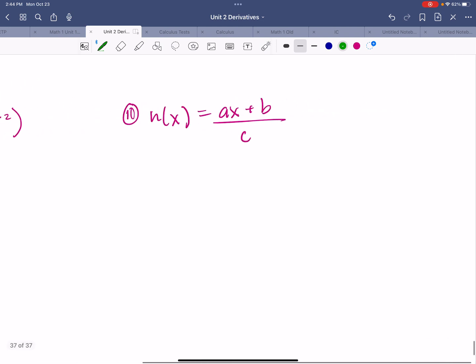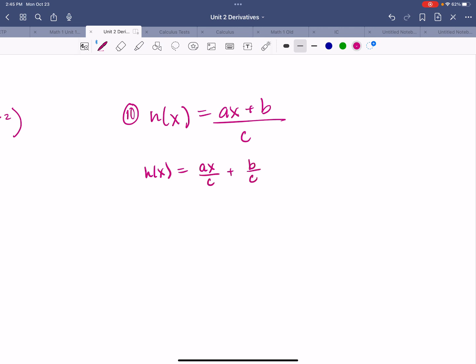The next one, h of x, is equal to ax plus b over c. Remember, in the directions, a, b, and c are all constants. So these are all some number. We don't know what that number is, but they are numbers, and we need to think of it that way when we're taking the derivative. Just for structure, to get my mind right before I take this derivative, I might rewrite h of x and realize that I am dividing by c to both parts.